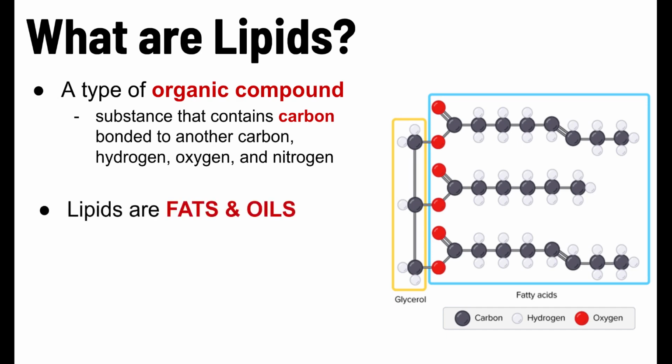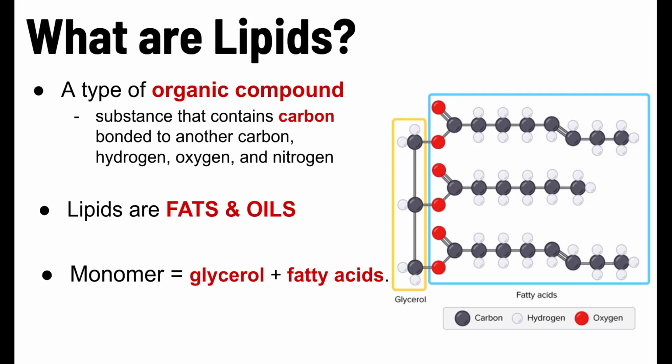So as I said a moment ago, lipids are fats and oils, and the monomer of a lipid consists of two components, glycerol and fatty acids. And again, a monomer is just a building block. So basically, lipids are made out of these two smaller components called glycerol, that's the bit highlighted in yellow, and fatty acids, that's the bit highlighted in blue.